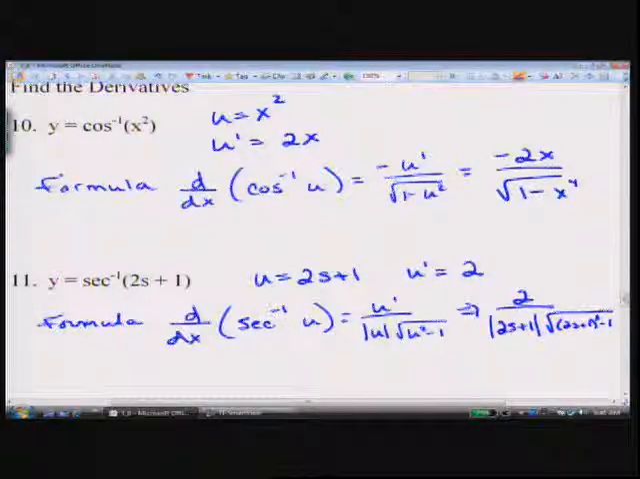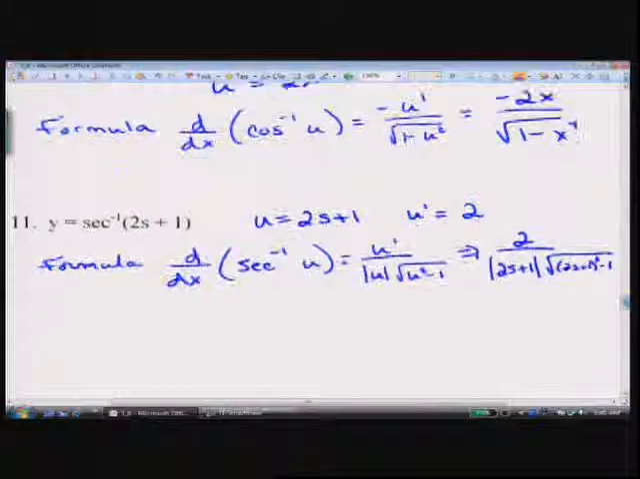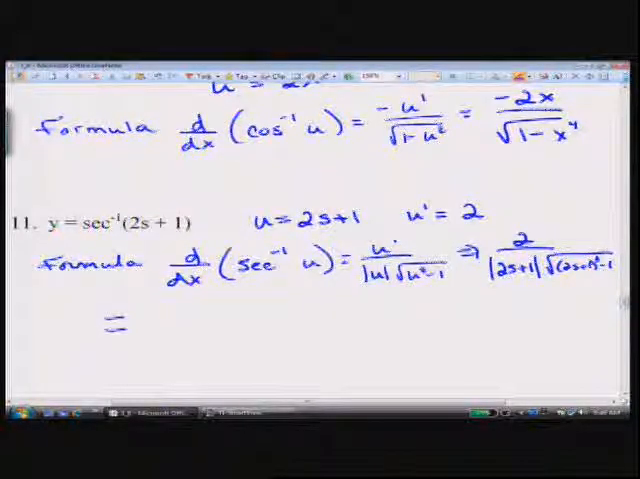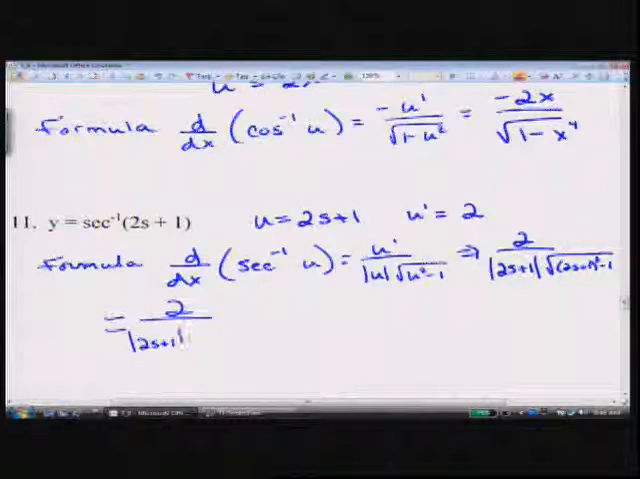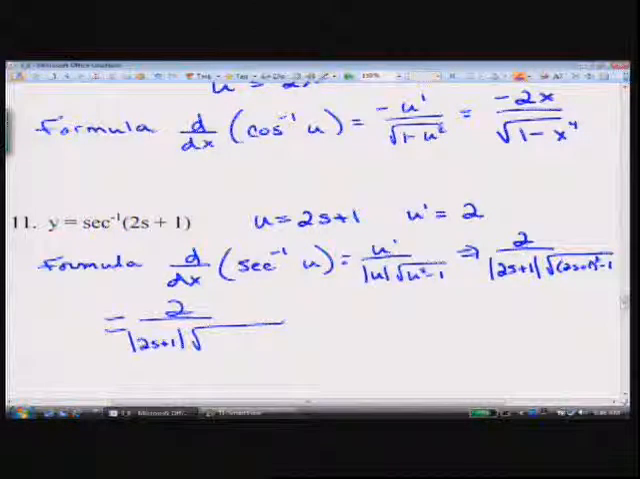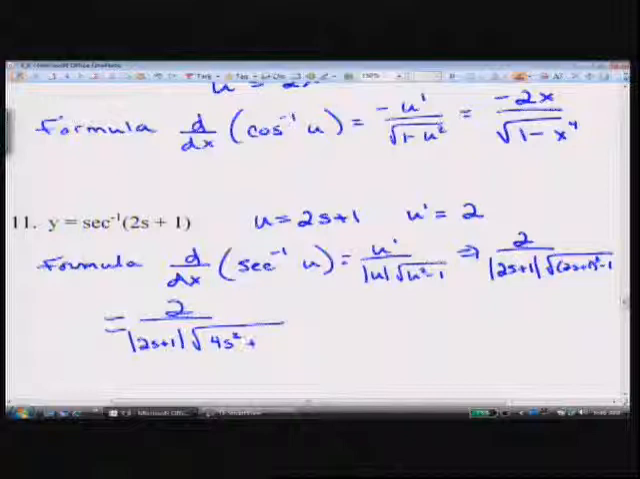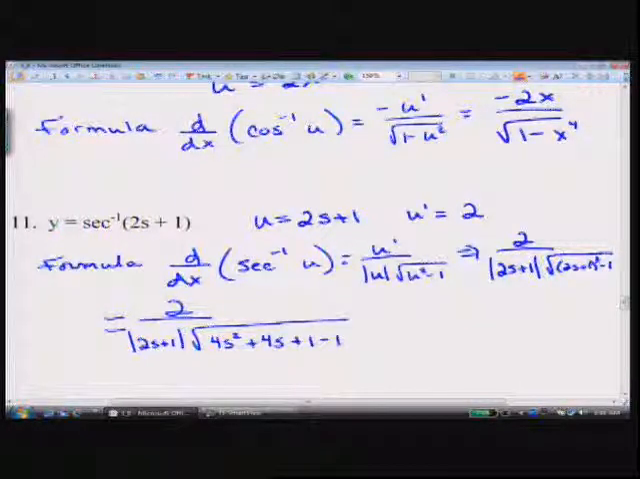And if you want, you can clean this up a little bit. This is 2 over the absolute value of 2s plus 1 times the square root of (2s plus 1) quantity squared, which is 4s squared plus 4s plus 1, minus 1. The minus 1 from right there. You all okay? So I just FOILed this out. Notice the 1's cancel, and you have a 4s squared and a 4s.